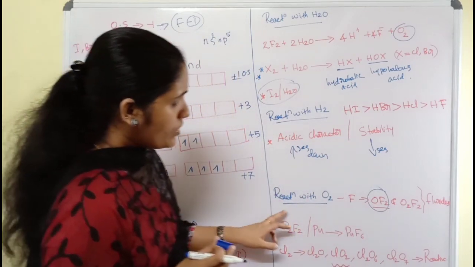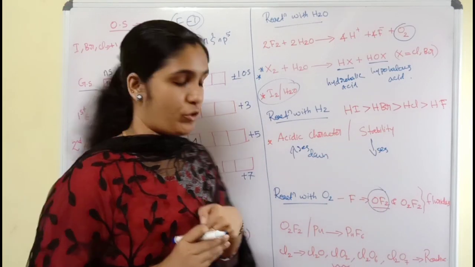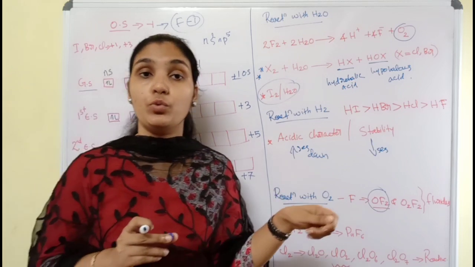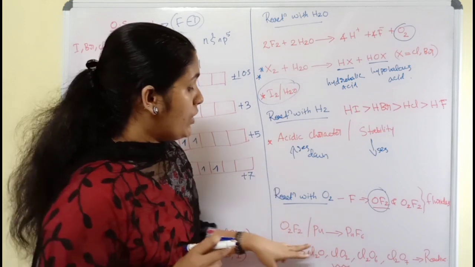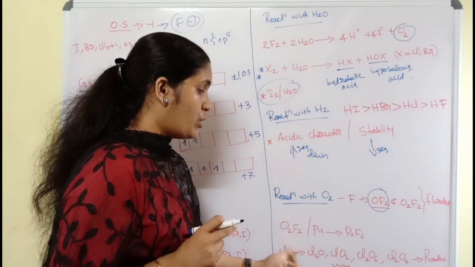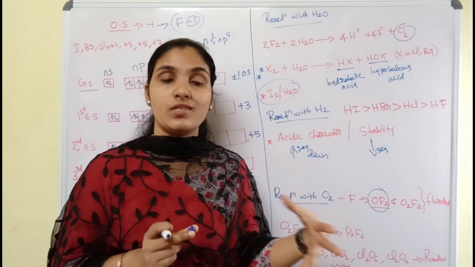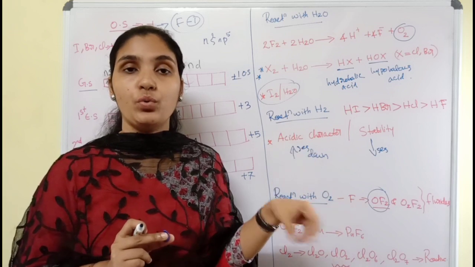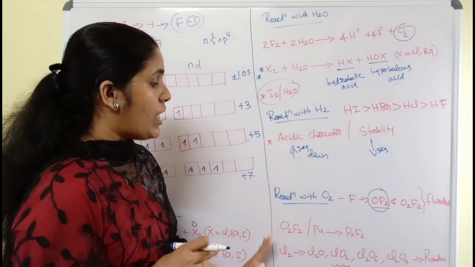Now the next thing, what is the use of O2F2? What is the significance of O2F2? O2F2 is used to remove plutonium from nuclear fuel. In order to remove plutonium from the nuclear reactor, we use O2F2. The plutonium combines with O2F2 and can be removed as PuF6. So the purpose of using O2F2 is to remove plutonium as PuF6 from the nuclear fuel.